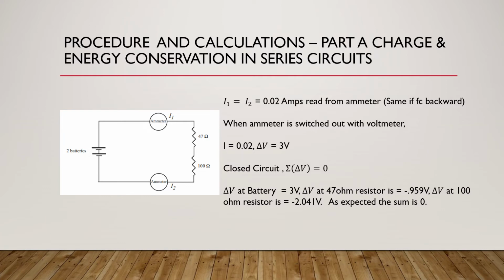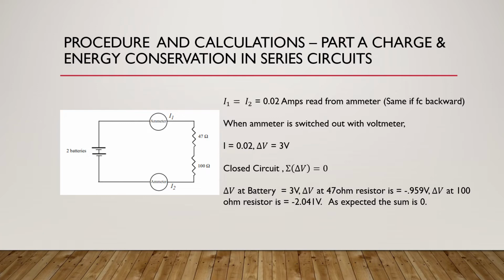We mocked this circuit up in the software and read the current at both I1 and I2, as seen, the ammeter at the top and the ammeter at the bottom. We saw that they both read 0.02 amps. It's the same if you did it backwards, even though one's conventional current and one's the actual current of the electrons, but it should be the same, and it read the same.